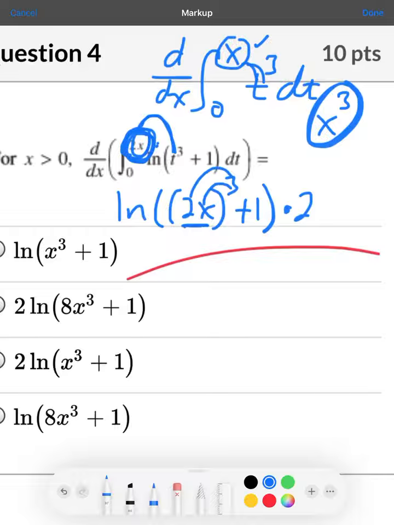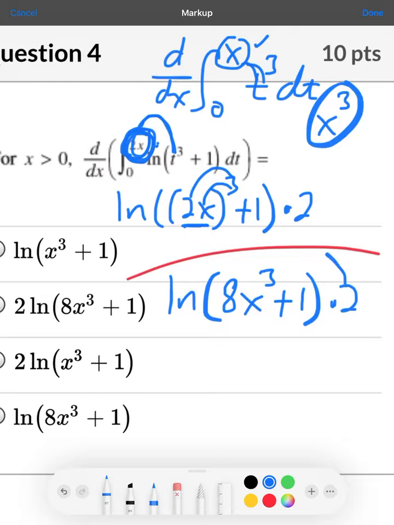And then distribute your 3. And that might have been the part that was messing you up. You had to multiply by the derivative of that top bound of the integral. So we get 8x to the 3rd plus 1 times 2. And you can certainly bring that 2 to the front and get that answer, the second choice.